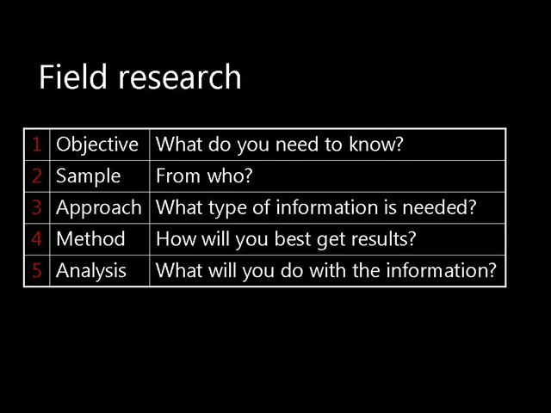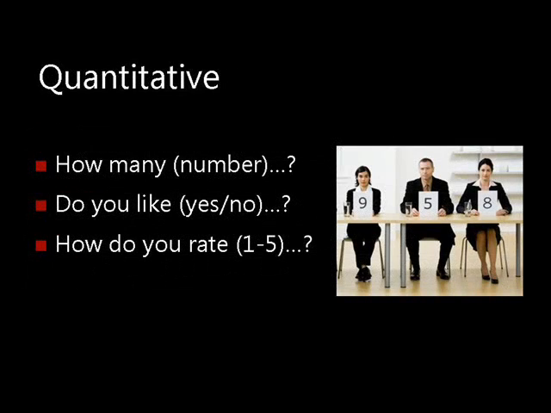From here, there are essentially two approaches to research: quantitative and qualitative. Quantitative questions require a specific answer, for example, how many do you like? The answers are easy to analyse because they fit a pattern. The drawback is that they may be inaccurate because they don't provide in-depth explanation.